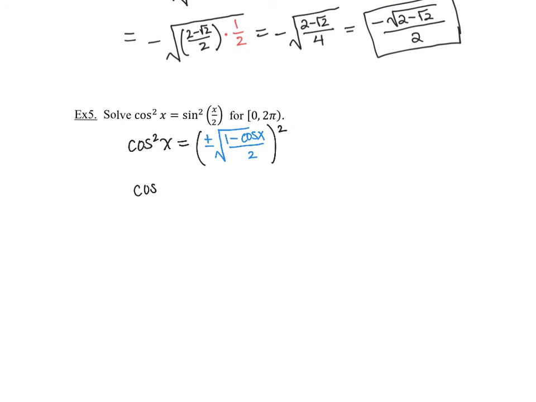Okay, let's work with this. Now I have a plus minus. If I do positive squared, I get positive. If I do negative squared, I still get positive. So the sign actually doesn't matter because I'm squaring it. The square will cancel out the radical, and I'll get 1 minus cosine x over 2. Okay, this is now solvable. I'm going to times the 2 to the other side.